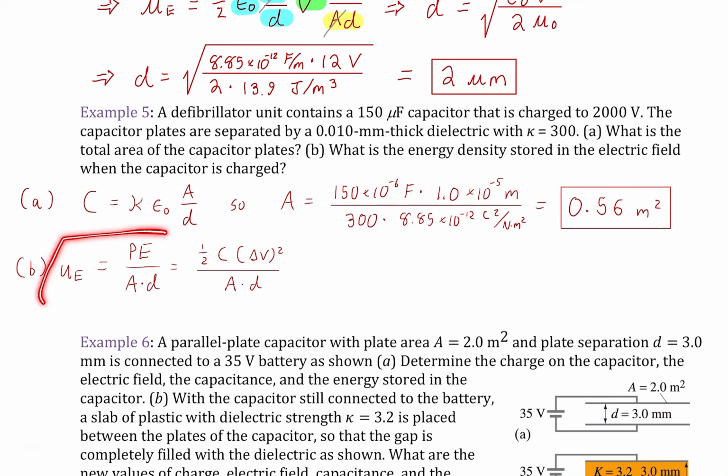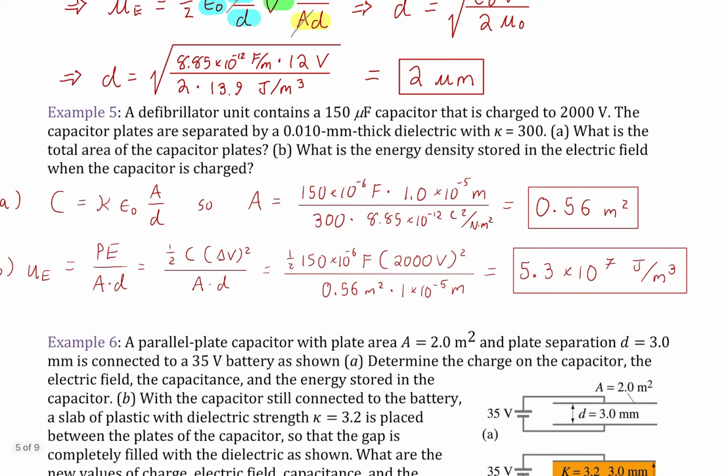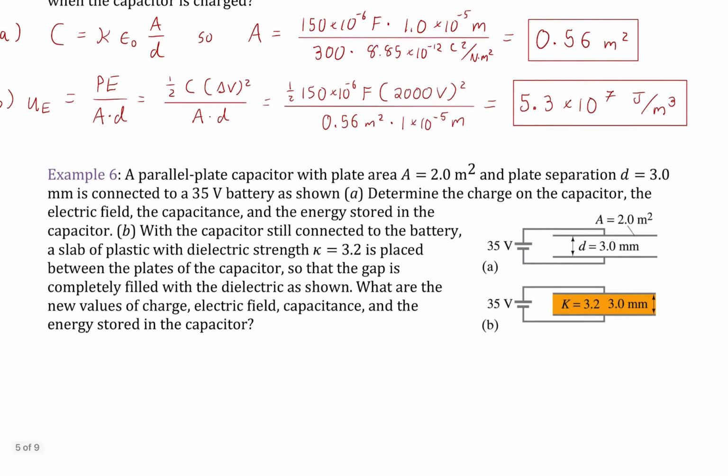Okay, so here we're going to use this formula, just like in the previous example. All right, and then we'll plug in what we know. We already know the capacitance, we know the voltage, which we hadn't used yet, and now that we know the area, we're all set to go. All right, and we end up with 5.3 times 10 to the 7 joules per cubic meter. So 53 million joules per cubic meter. It's a lot of energy, right? But these are actually realistic values. Of course, that's how these things are able to jumpstart a human heart, because they have a lot of stored energy per cubic meter.